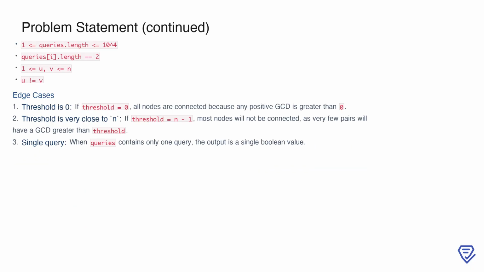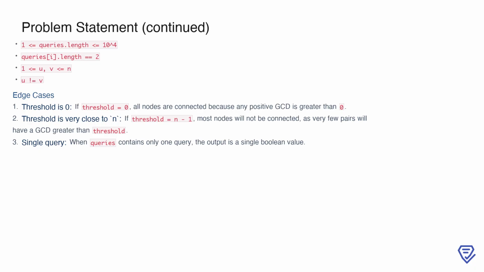To summarize, the problem has constraints that must be taken into account. The number of nodes, n, ranges from 1 to 10,000, and the threshold lies between 0 and n-1. Each query involves two distinct nodes, and the number of queries can go up to 10,000. Certain edge cases are worth noting.